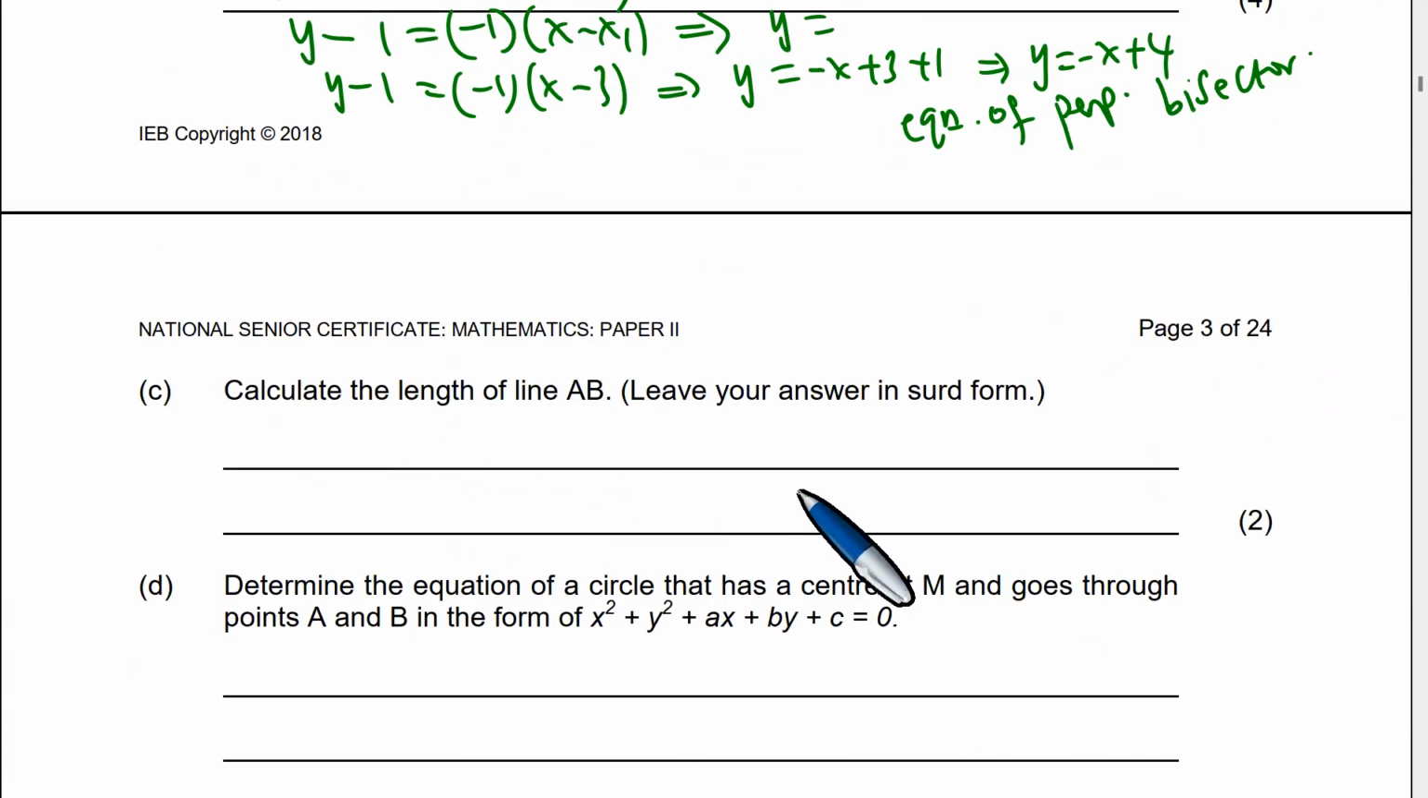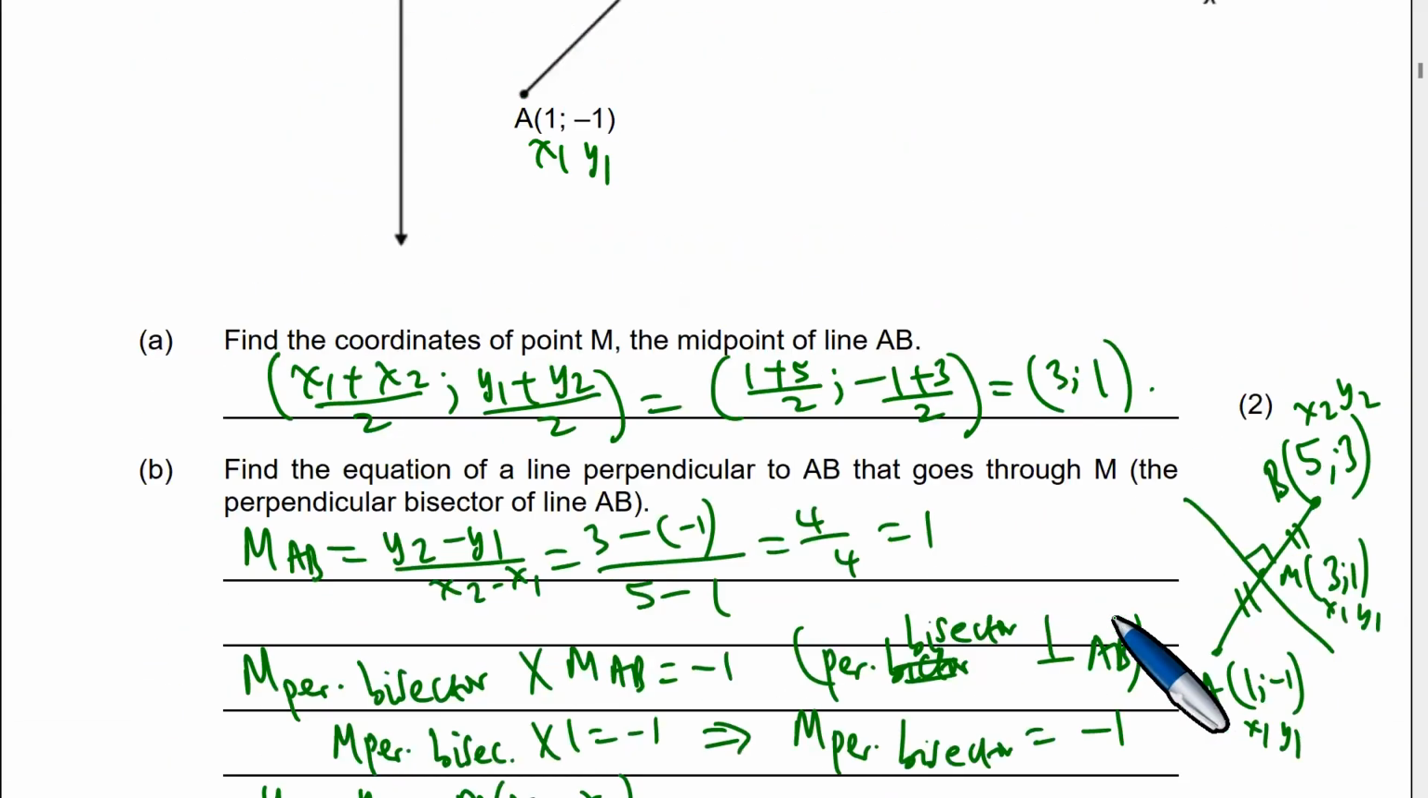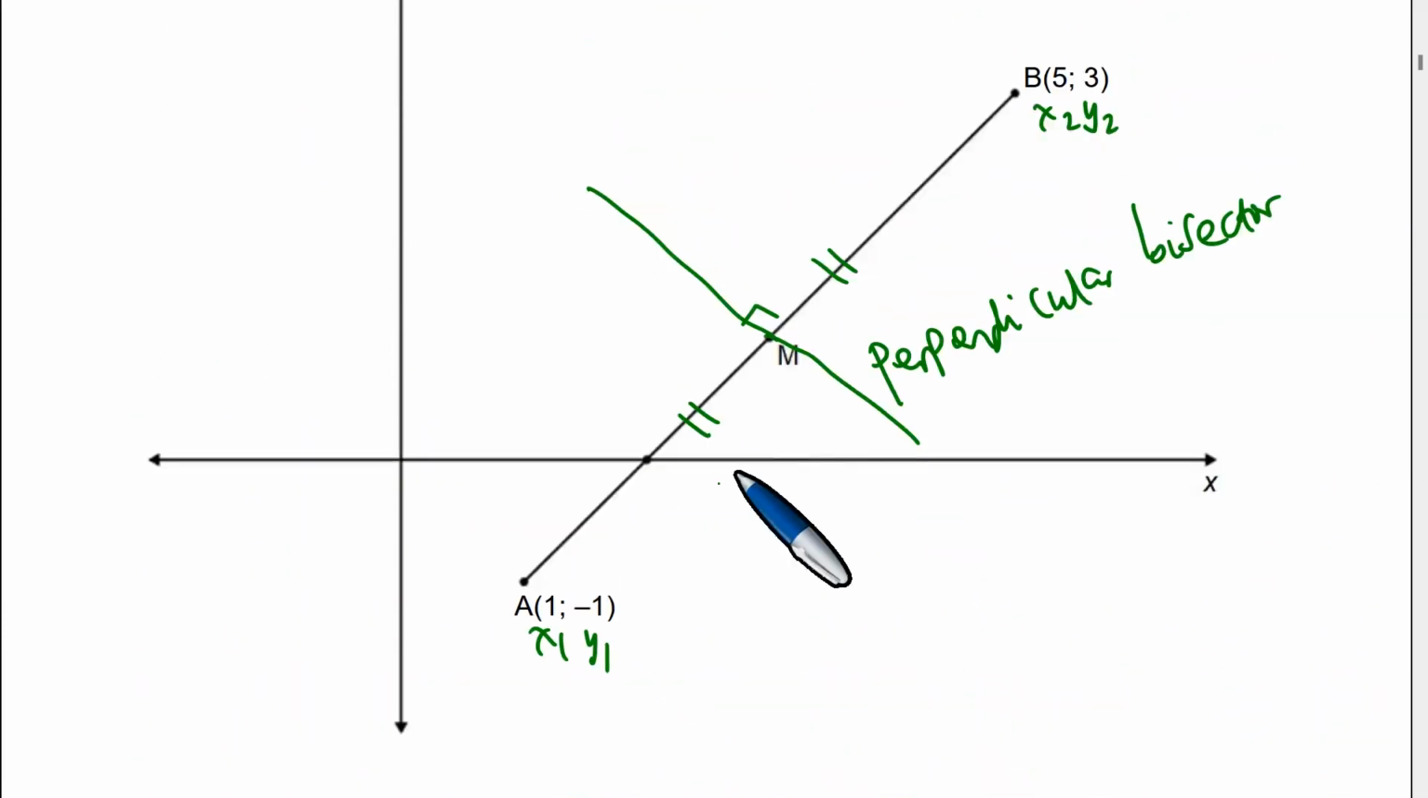Calculate the length of line AB. Easy. To find the length of the line AB, we consider the endpoints. Here is the line AB. You can write it like this: 1, minus 1, 5, 3.